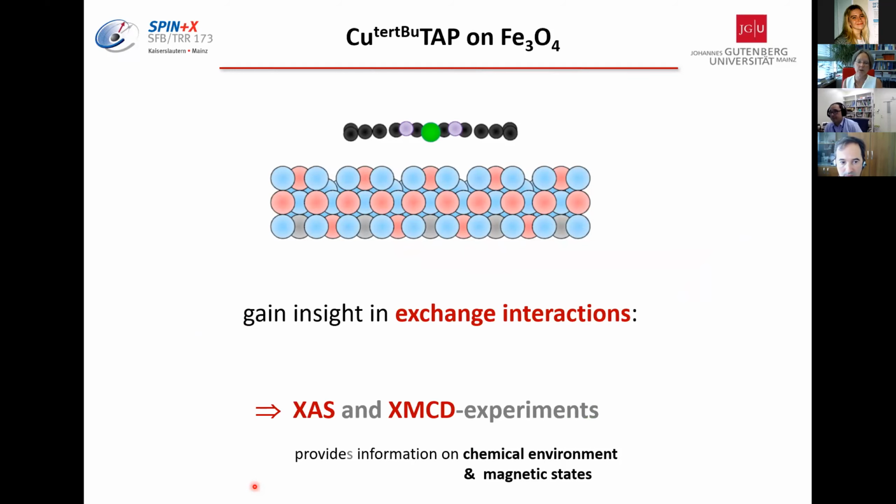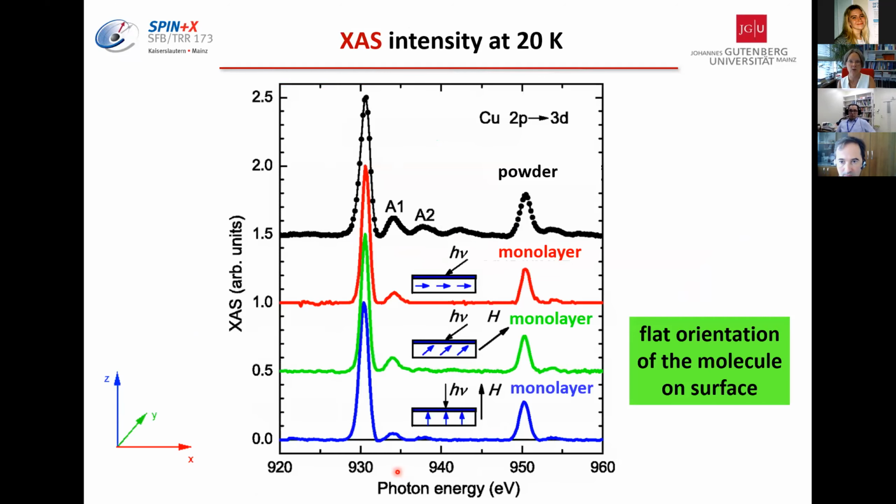So what we did is we went to the synchrotron and did some X-ray absorption measurements and also XMCD spectra experiments in order to get very good information on the chemical environment and even more on the magnetic states that we are interested in. Now I'm going very briefly through these experiments as they will be of importance throughout my talk. The X-ray absorption spectroscopy, we measured by that time at only 20 K. Nowadays we are at much lower temperatures, and we did several experiments.